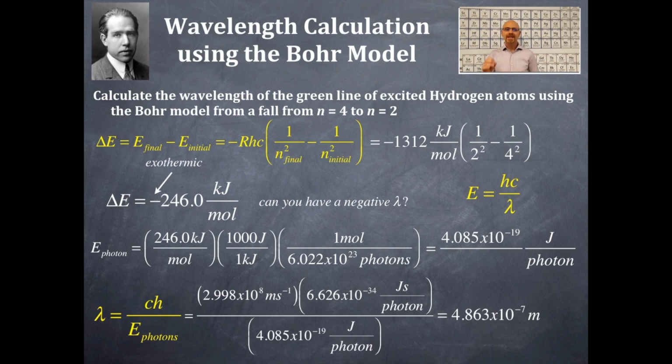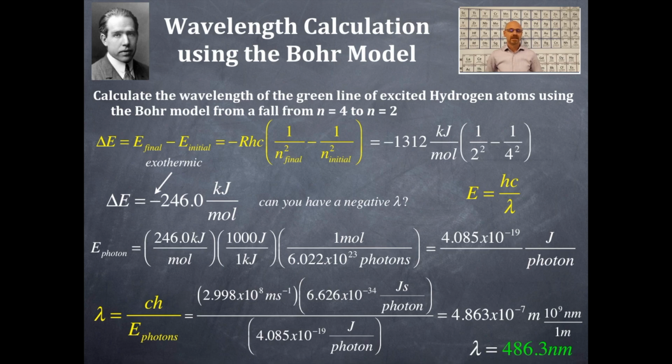But in the visible region, we like to use our wavelengths and convert them into a similar set of units, and those units are nanometers. So we need to convert this into nanometers. And there's the conversion into nanometers right there. And then we're going to get our value of the wavelength from the n equals 4 to n equals 2 calculation. And that wavelength is 486.3 nanometers.